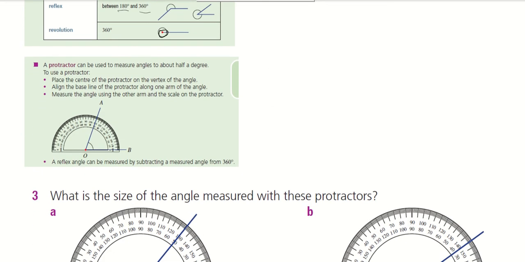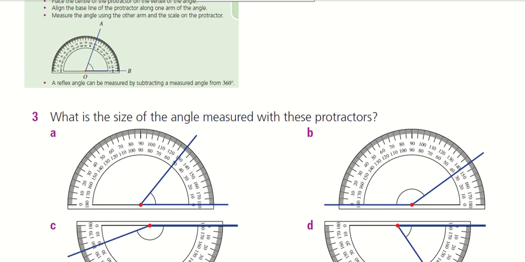Now here we've got a protractor, and this is the way you measure on a protractor. So there's the angle AOB here, or BOA. And well, we'll go down here and check this out because they're a bit bigger on this one.